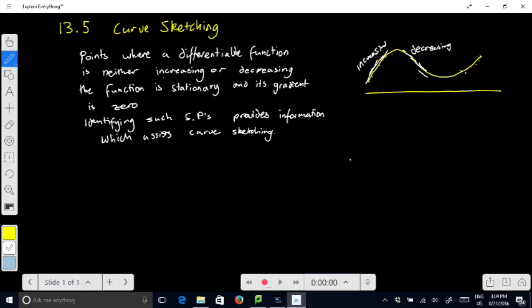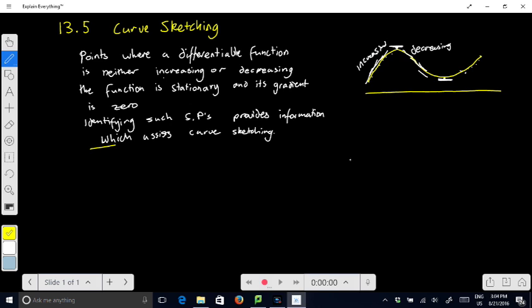What we're looking at today is these particular points here and here, where the tangents are basically horizontal. So they're neither increasing nor decreasing, and that's because they're the turning points, essentially. Identifying these stationary points, SPs, provides information which can assist us in sketching the curve.